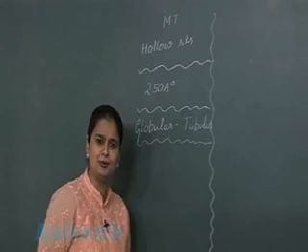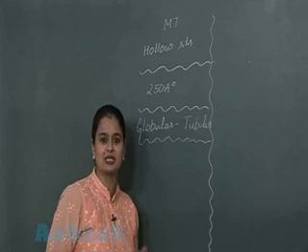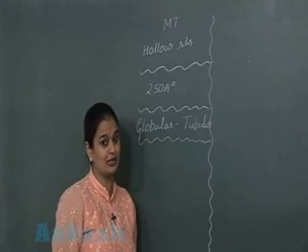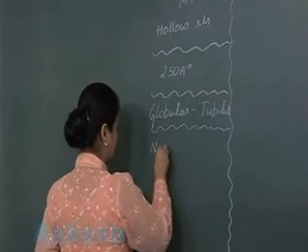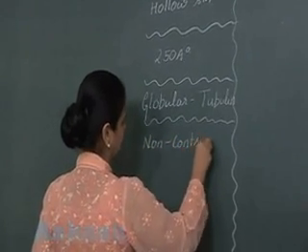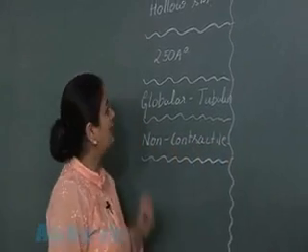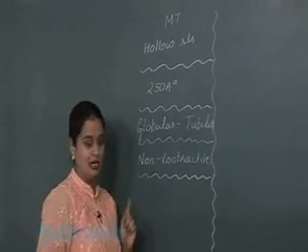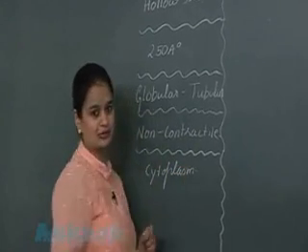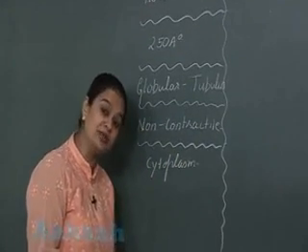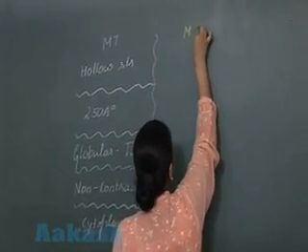Now the microtubules are the non-contractile component of the cytoskeleton. The protein present inside the microtubules is non-contractile. So I will be writing here, they are the non-contractile components of the cytoskeleton. Now what is their location, their position? Microtubules are well distributed in the cytoplasm. Now coming to the second component of the cytoskeleton, that is microfilaments.